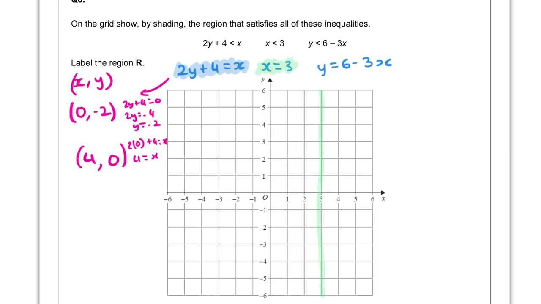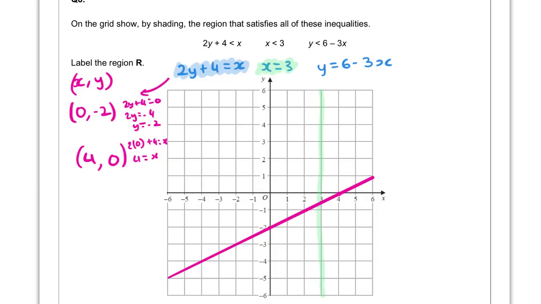So 0, minus 2 and 4, 0. So I'm now going to plot this line here. Okay, I'm going to use a ruler. There we go. So there is that line done.